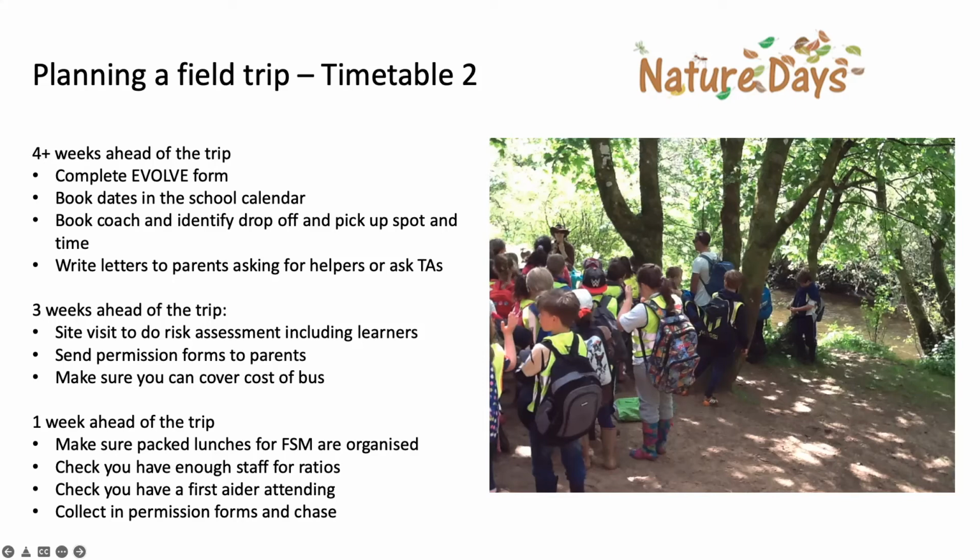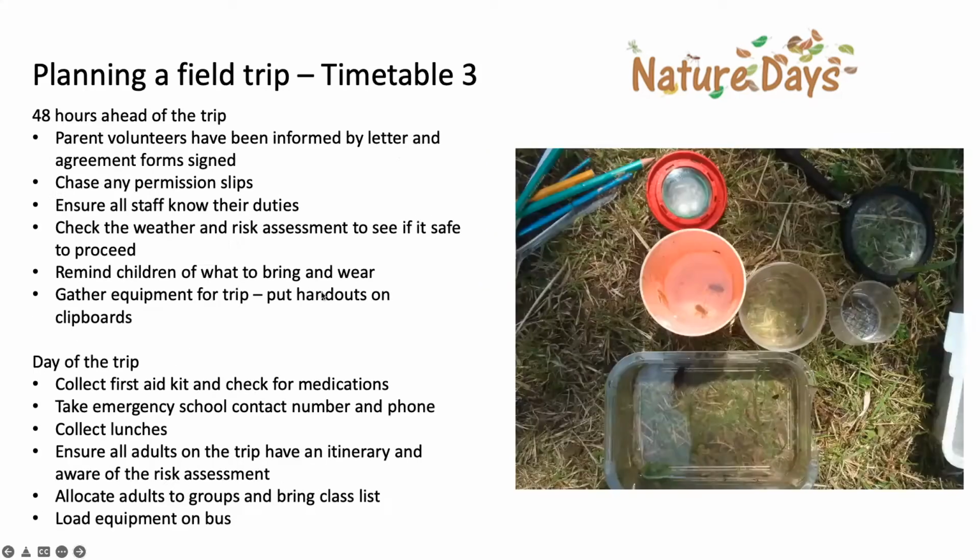Make sure there's a first aider within your group. It doesn't have to be you as a group leader, a visit leader. It could be one of the TAs, but you need to allocate them as the designated first aider and make sure they are trained, they know what they have to do, they know their responsibilities, and of course they have the right first aid kit. Then collect your permission forms, and if you haven't got them, make sure you chase them, because of course you can't go out without them, especially if you've got students who've got special needs in terms of medical.